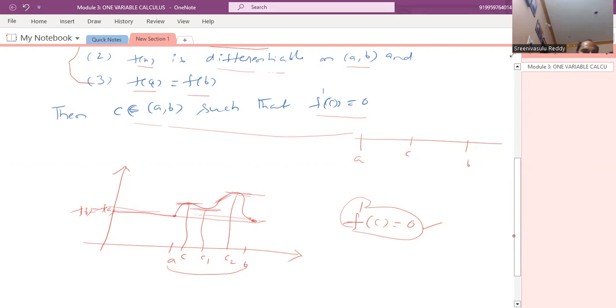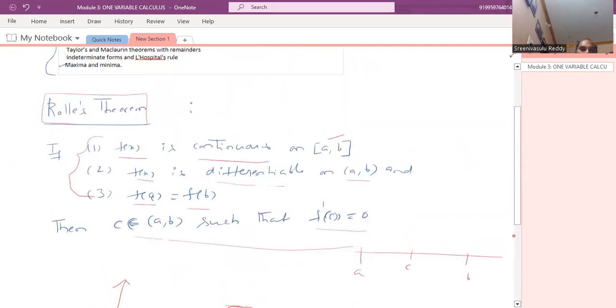The main important thing is to solve the problems. Remember one more time, I am repeating these 3 points. These 3 are hypotheses: f of x is continuous, f of x is differentiable, and f of a equal to f of b. The conclusion is that there exists a point C in between a comma b such that f dash c equals 0. Now we start the problem.